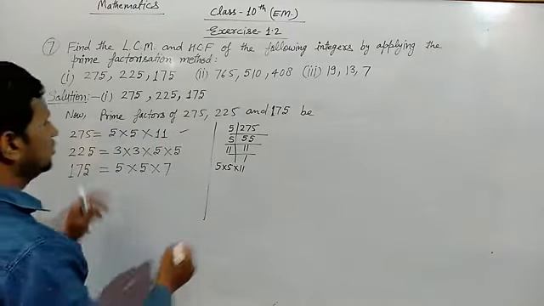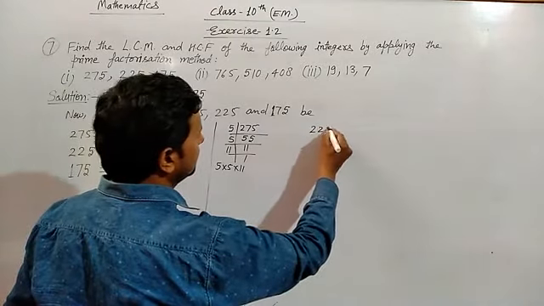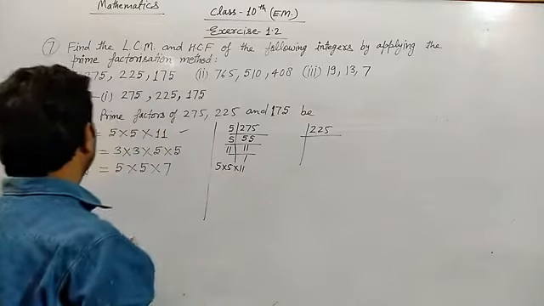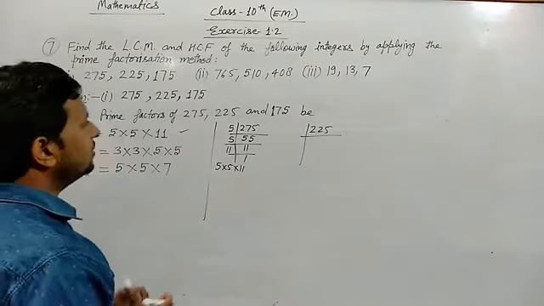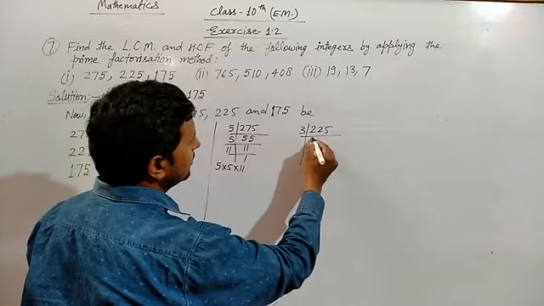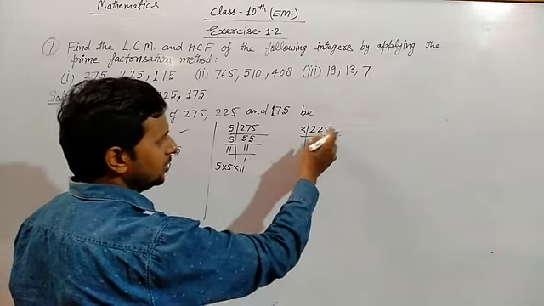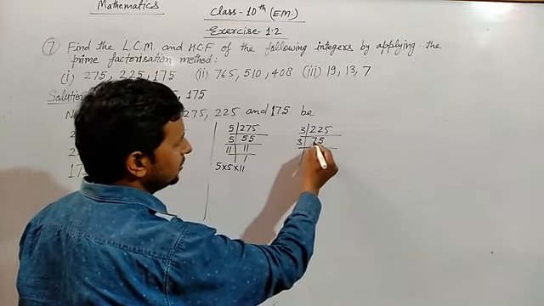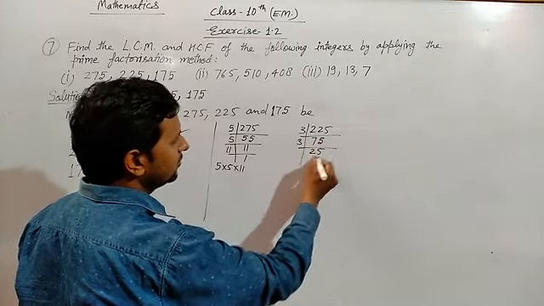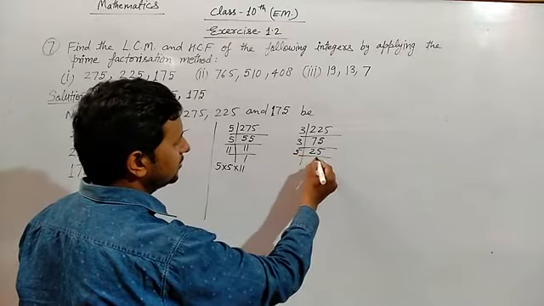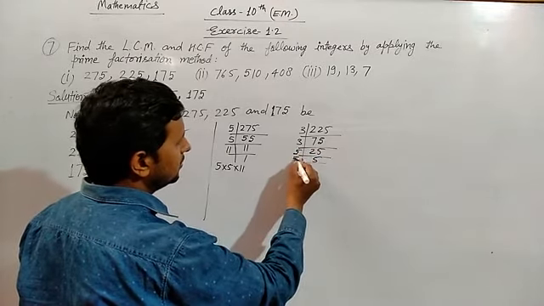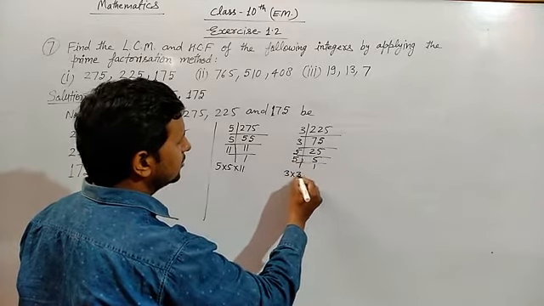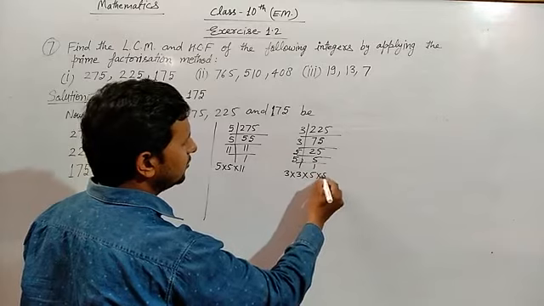The second number is 225. It is also divided, first of all, by 3. 3 times 7 is 21, carry 1, and 15. 3 times 5 is 15. Again 3 times 2 is 6, and here 15. 3 times 5 is 15. Again 5 times 5 is 25. Again 5 times 1 is 5. We find the prime factors 3 into 3 into 5 into 5.